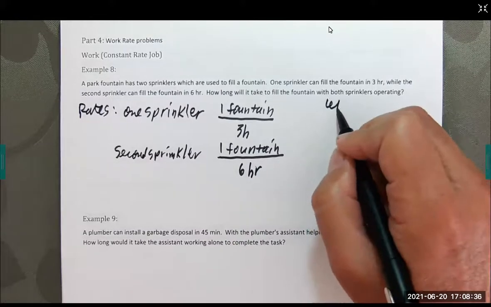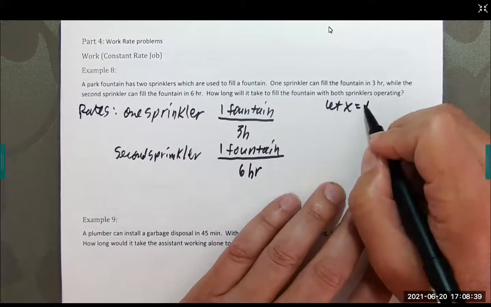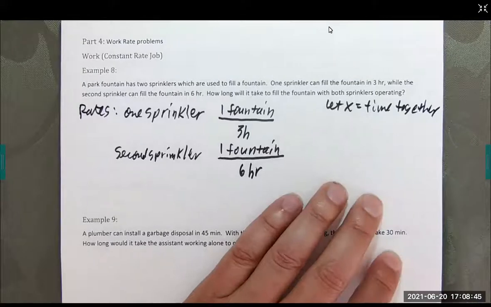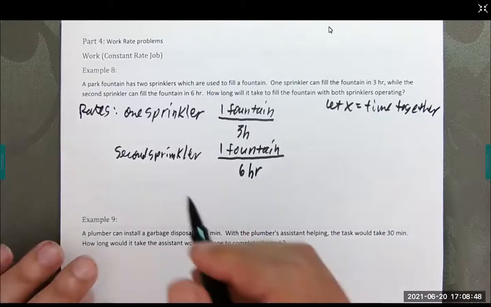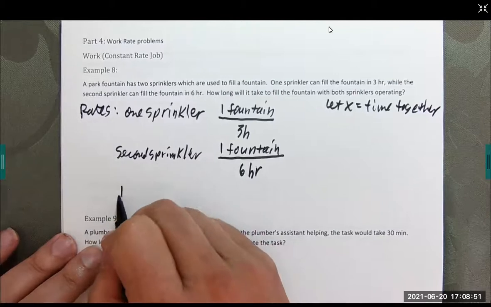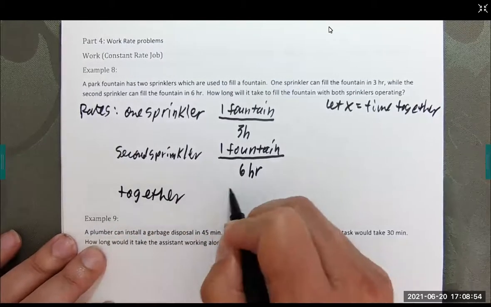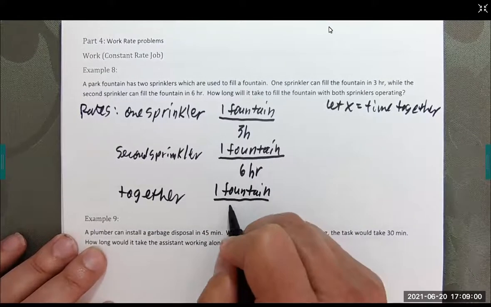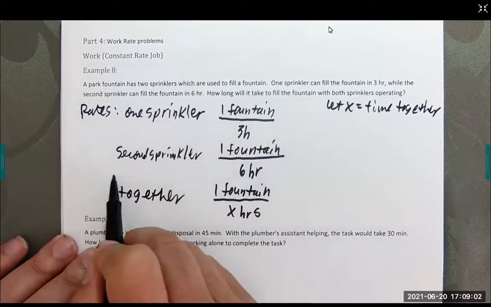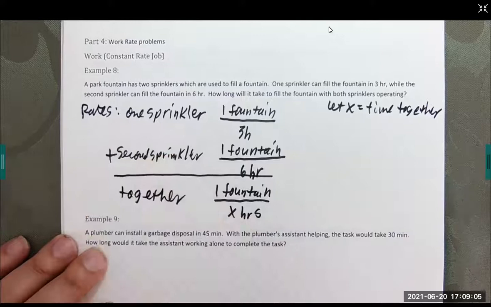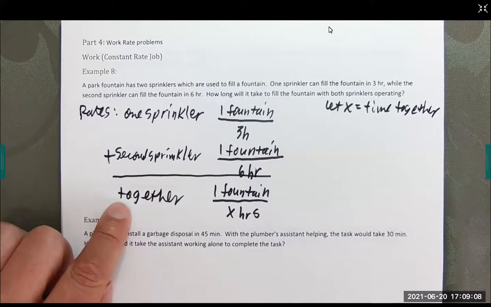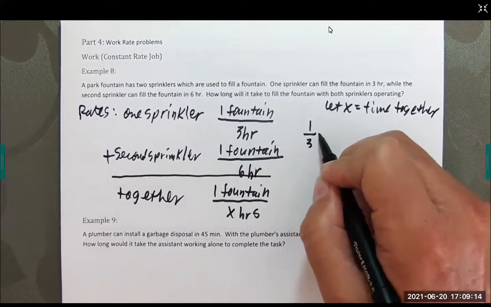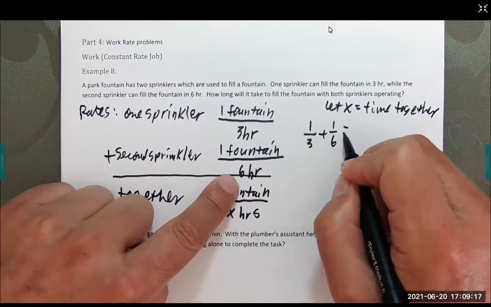Let's start by letting X be the time together, meaning both of the sprinklers are turned on. So together, the rate is going to be one fountain in X hours. It stands to reason that if I take these two rates and add them up, I should get the combined. So that gives me the equation of 1/3 plus 1/6 equals 1 over X.